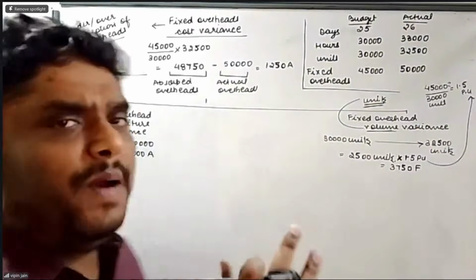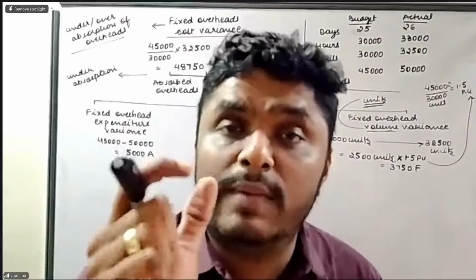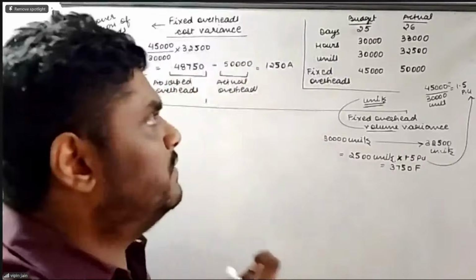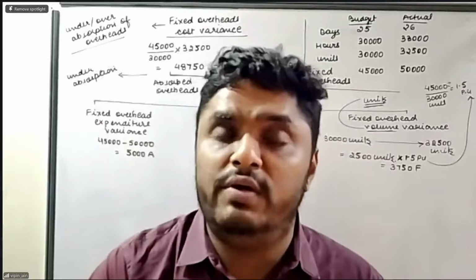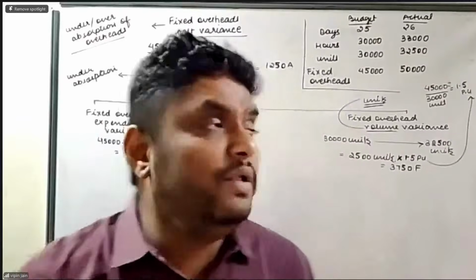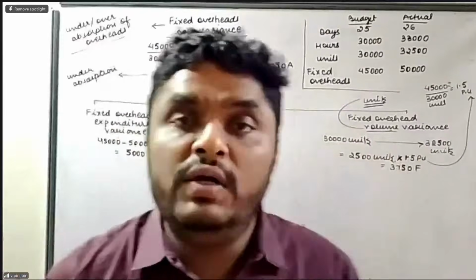Moving towards the next part, that is volume variance. It talks about units manufactured. We were supposed to manufacture 30,000 units. However, we manufactured 32,500 units. 2,500 units extra we manufactured, into the rate per unit.